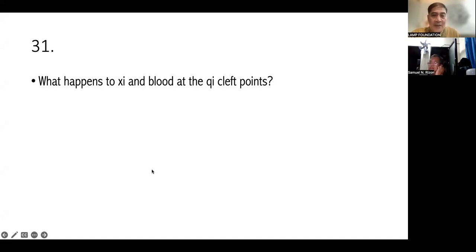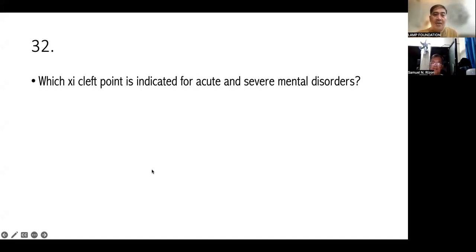When channels travel and meet the circuitous or crooked part of the body, chi and blood will gather and irrigate at those cleft sites. Yes, it goes very deep. Which Xi Cleft point is indicated for acute and severe mental disorders? Kidney 9. Kidney 9, Xi Cleft point of Yinwei.